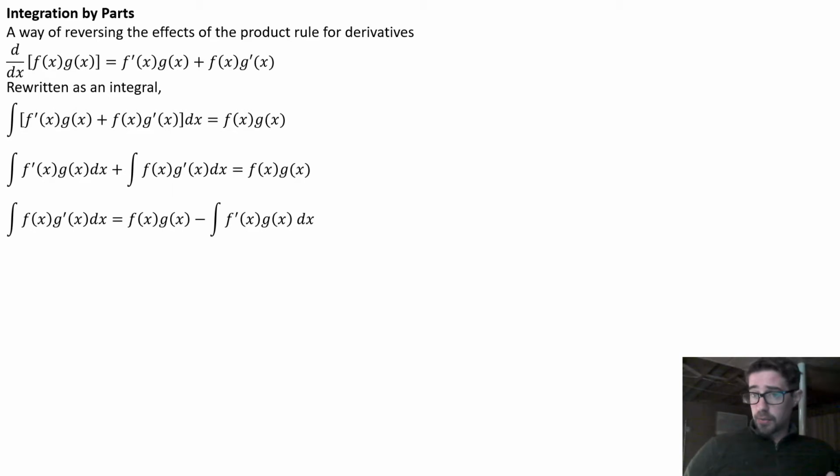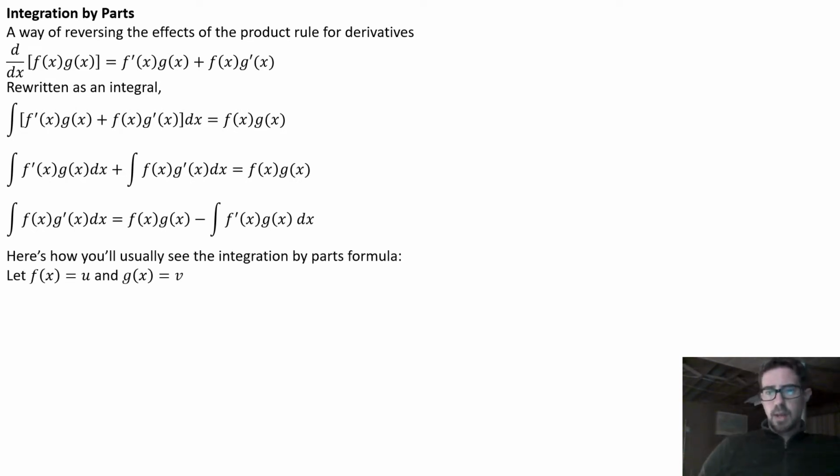That's the integration by parts formula, but that's not how you're going to see it. There's a simpler way to see it, where we rewrite it using differentials instead of function notation, which makes it easier to memorize and just easier to see. We're going to let f of x equal u and g of x equal v. That way, g prime of x dx, like you see in that first thing, is just dv. And f prime of x dx, like you see in that last thing, is just du. So it makes everything look simpler to rewrite it in terms of differentials.